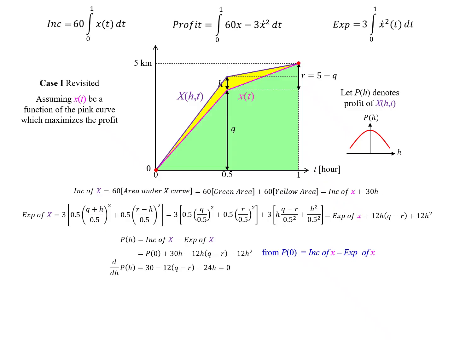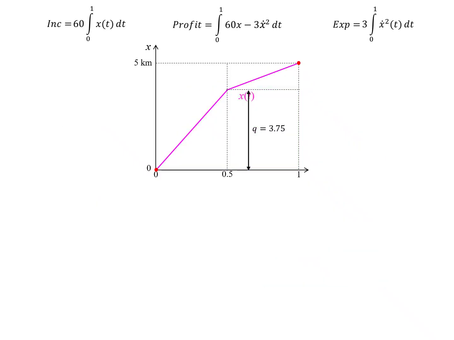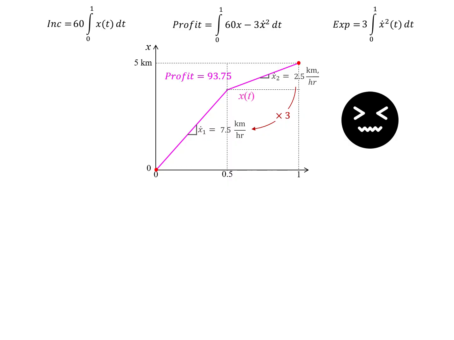By differentiating P with respect to h and setting to 0, we have q equals 3.75. You may remember from earlier that this leads to the profit of $93.75. You may not like this method as it is harder than the one we did before. However, the benefit of this method lies in its ability for generalization, as we will see shortly.